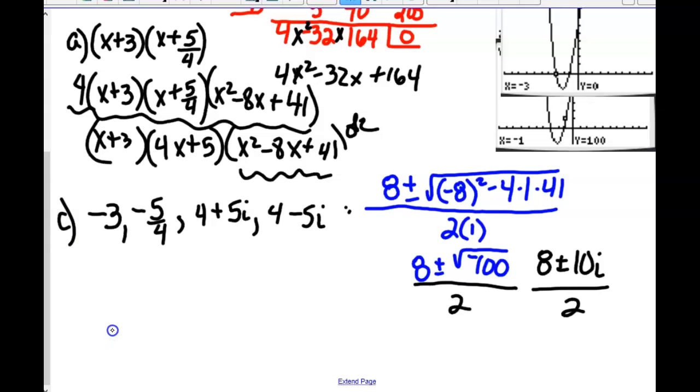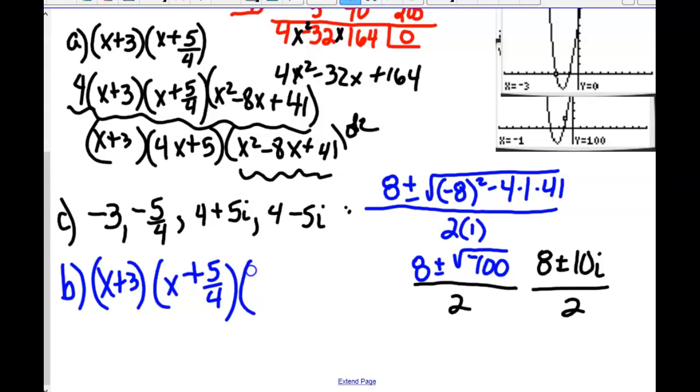Now D says we have, sorry, B, I skipped B. B says we have to write them as linear factors. Well, this one is x plus 3. Do you want to write this? Let's write this as x minus 5/4. And then this one would be x minus, and I'm just going to leave the 4 plus 5i in parentheses. We could get rid of the inside one by distributing it, but I don't want to confuse you.